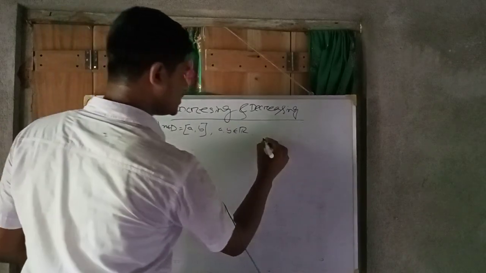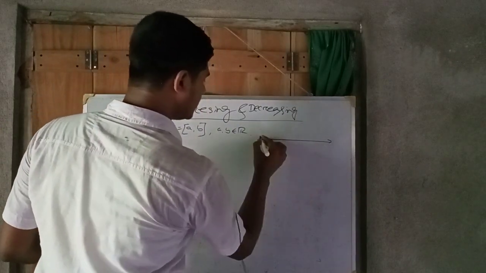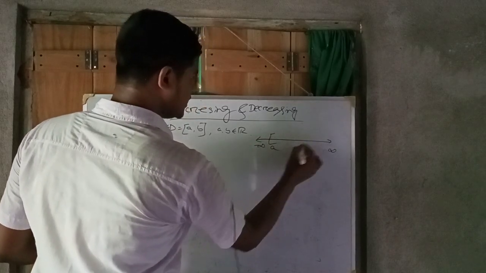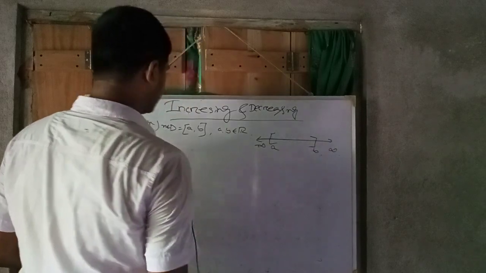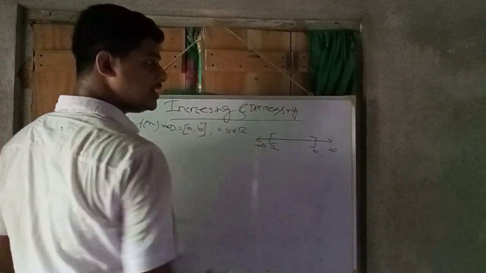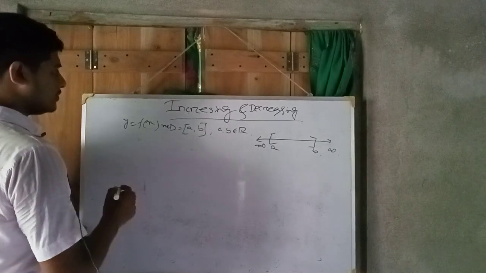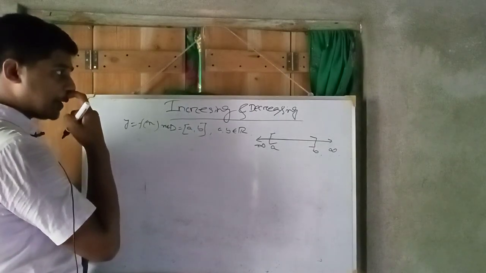A and b are real numbers. So this is my number line, from minus infinity to infinity. Here is a and here is b. So actually y is defined in this interval. Now, the definition of increasing and decreasing.